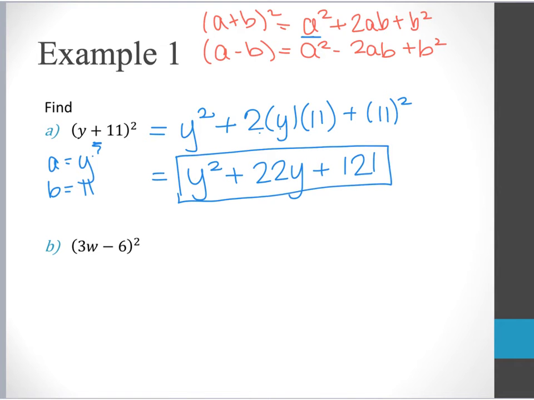Now, I'm going to tell you right now, the more you do of these, you are not going to have to identify what things are like this right here. You will honestly be able to do this in your head if you try to use the formulas right now.